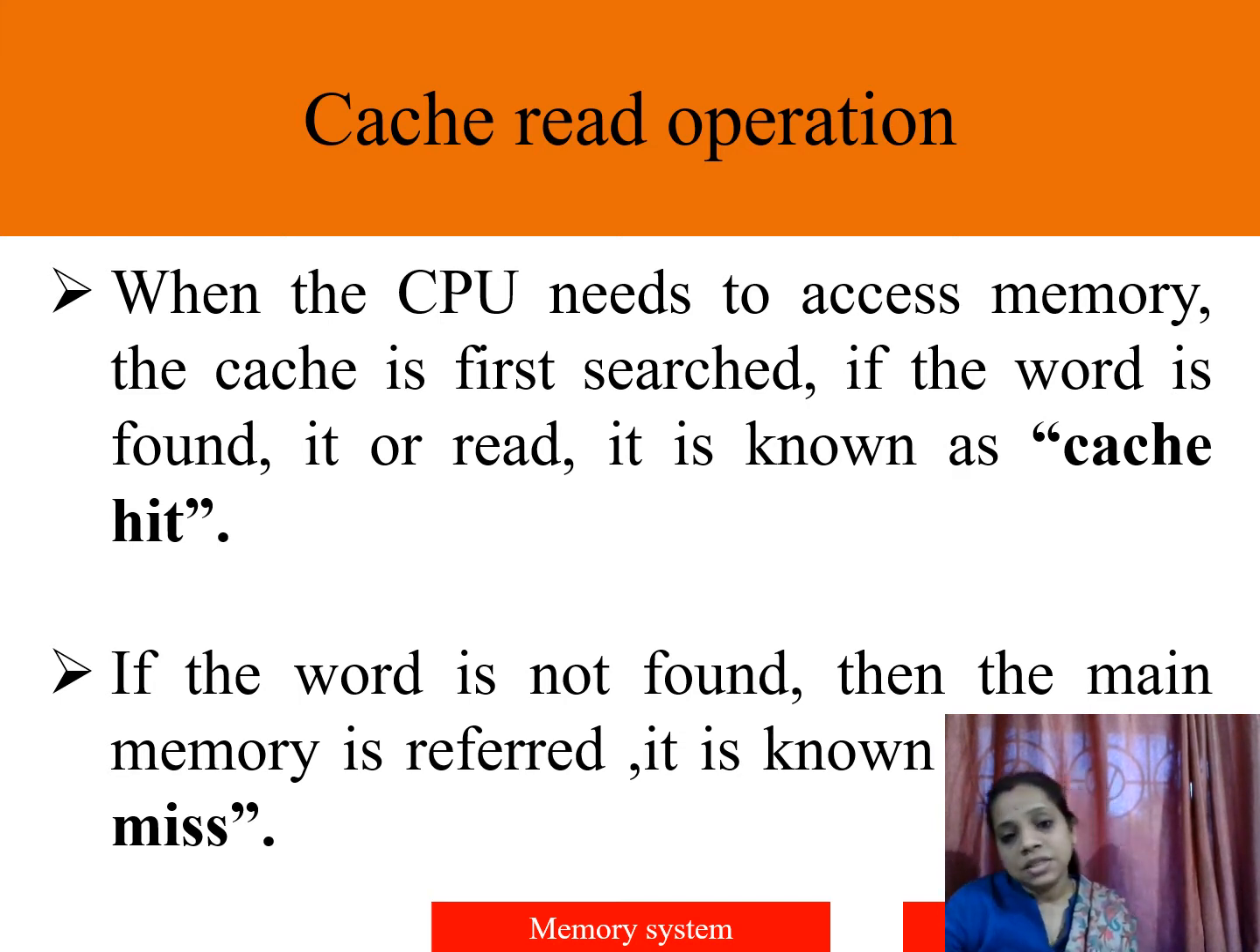Okay. As it's a memory, obviously there should be a read operation and there will be a write operation. So let's study the cache read operation. Read means the CPU needs a particular address, a particular word, and it is going to search within the cache memory.